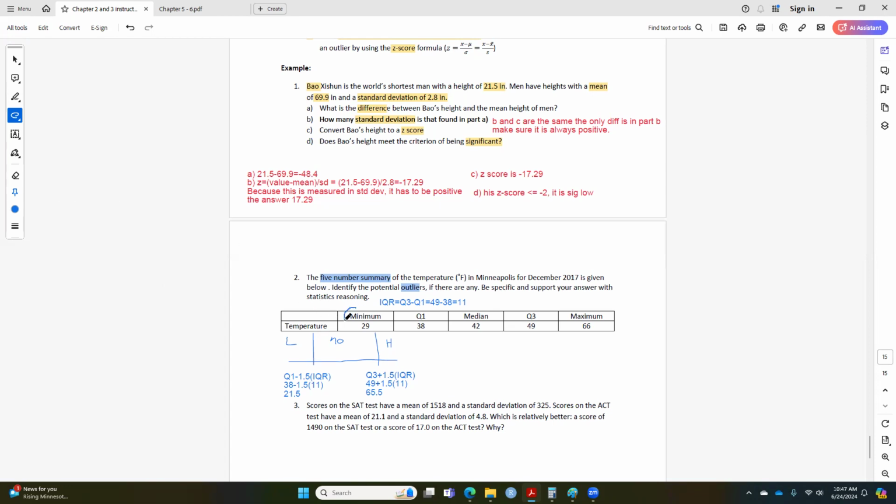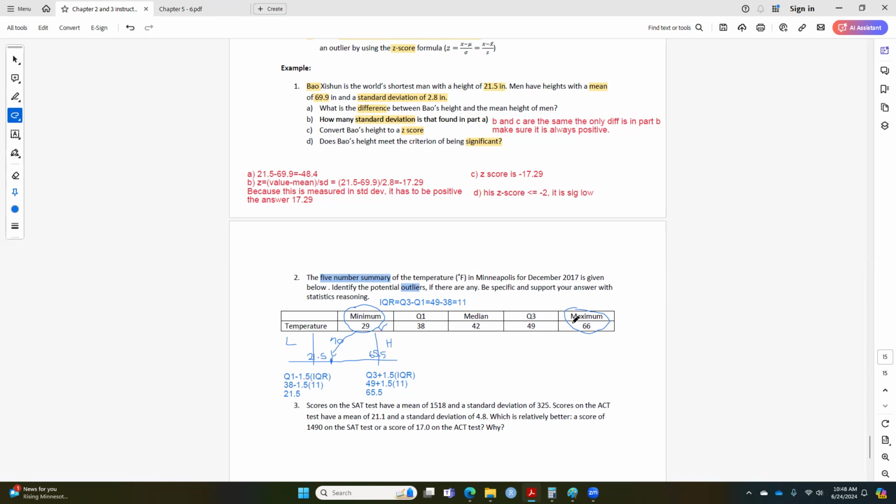You look at your minimum and you look at your maximum. So this number should be 21.5. If you put this on the number line, this is 21.5, and this is 65.5. So where is the minimum located? The minimum is 29, so 29 is somewhere here. That is good news for the minimum because 29 is in between the two fences here, so it is not significantly high.